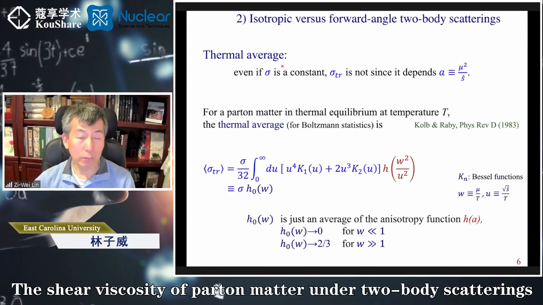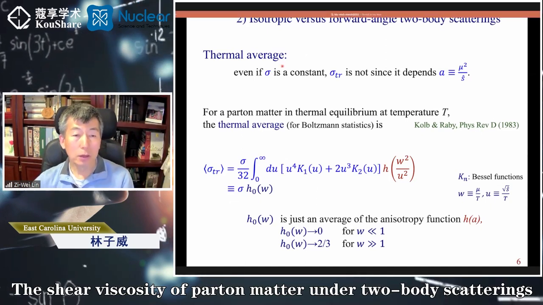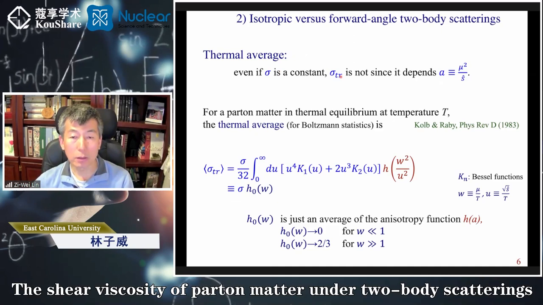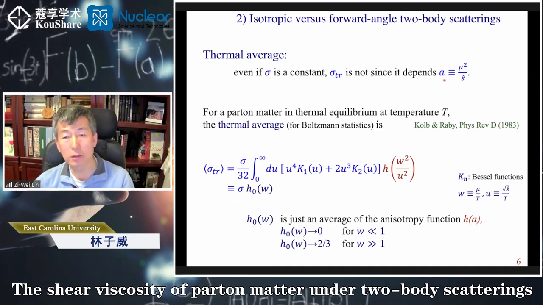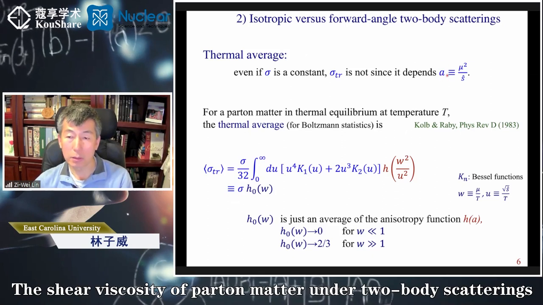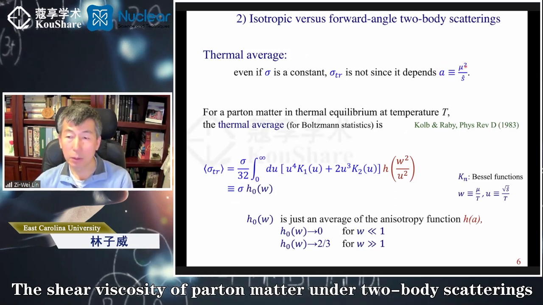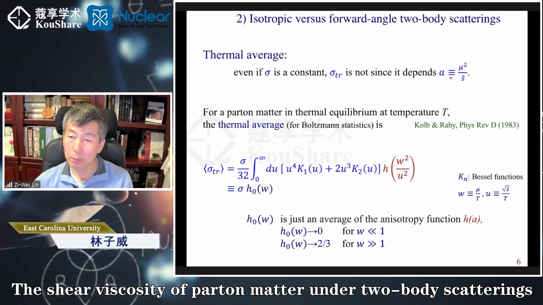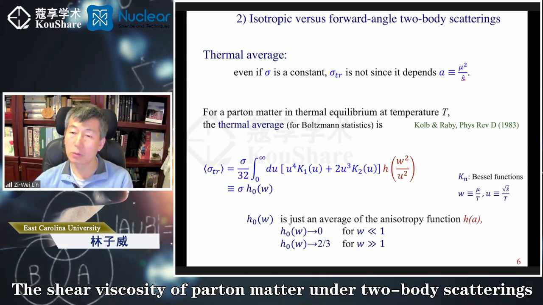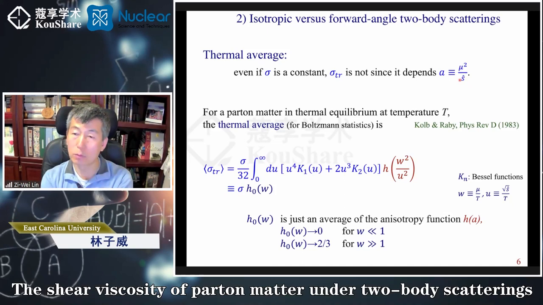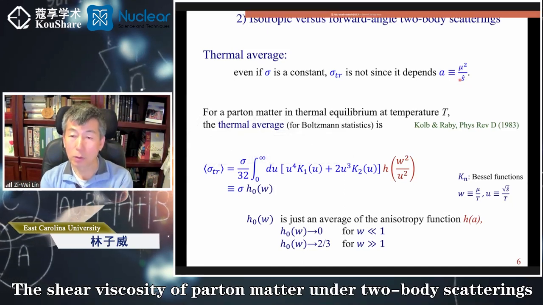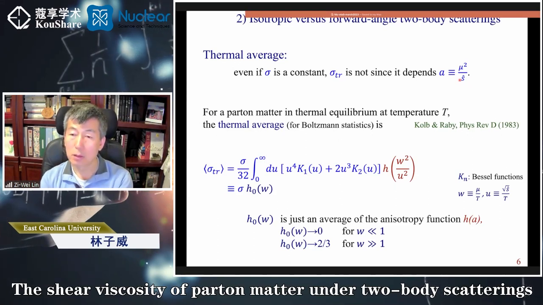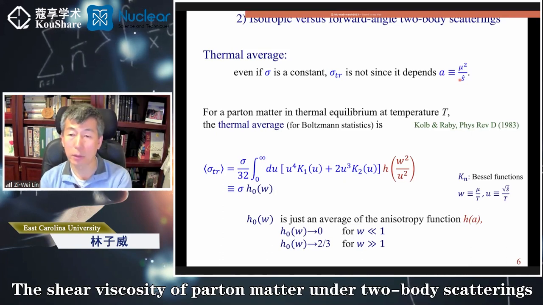For a thermal system, very often we need to do a thermal average. Because even if the cross-section sigma is a constant, the transport cross-section is not constant, because as we have seen in the previous slide, it depends on this a parameter, and the a parameter is mu squared over s hat. So even if I fix the screening mass mu, the a parameter changes for each 2-to-2 scattering, because s hat is the 2-to-2 scattering center-of-mass energy. So the a parameter is different for every 2-to-2 scattering in the thermal gas. Therefore, we need to do some thermal averaging.